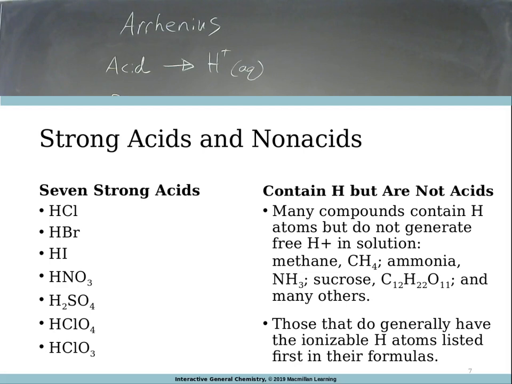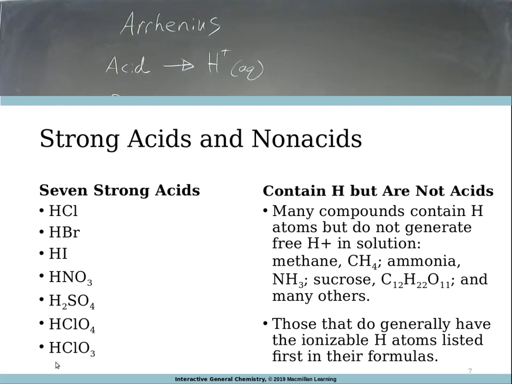Now there are 7 strong acids, and you may have already encountered a list like this and maybe started memorizing them, but if not, now is the time to memorize these 7 strong acids. You must know them. So here they are: hydrochloric acid, hydrobromic acid, hydroiodic acid, nitric acid, sulfuric acid, perchloric acid, and chloric acid.